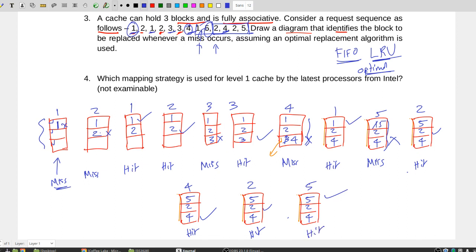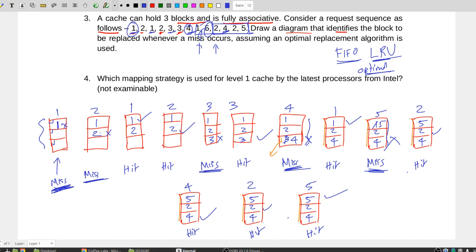Okay, so how many misses are there in total? 1, 2, 3, 4, 5. 5 misses, right? And okay, all the 5 misses here are what we essentially call compulsory misses, because it's required for the first time, so you will have a miss.